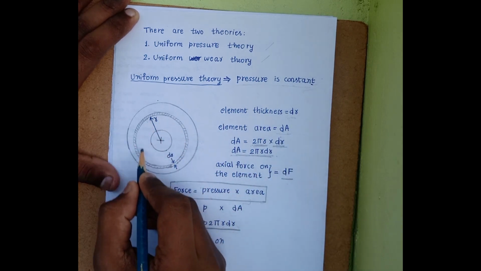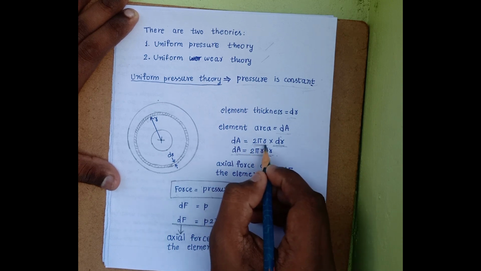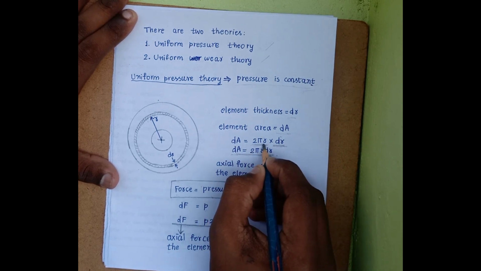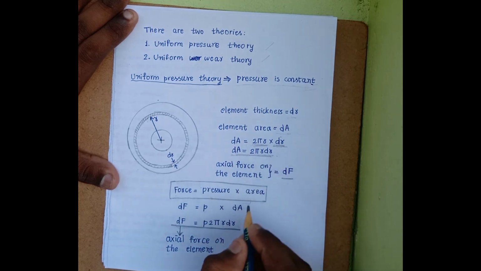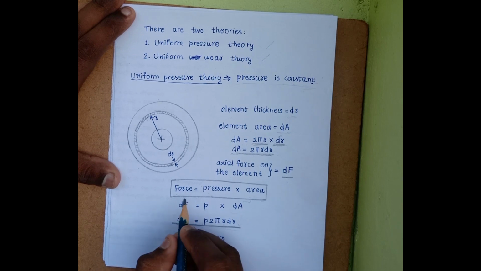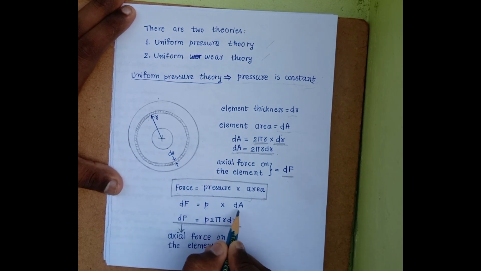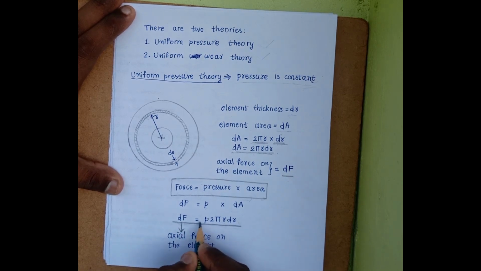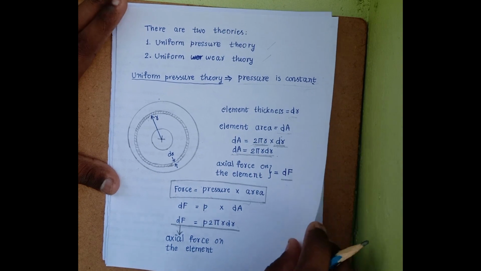We can find the area by multiplying perimeter with the thickness. So dA is equal to 2 pi r into dr. 2 pi r is the perimeter and dr is the thickness. So dA is equal to 2 pi r dr. Let's say axial force on the element is equal to dF. We know force equals pressure into area, right? So dF equals P into dA. So dF equals P into 2 pi r dr. This is the axial force on the element.